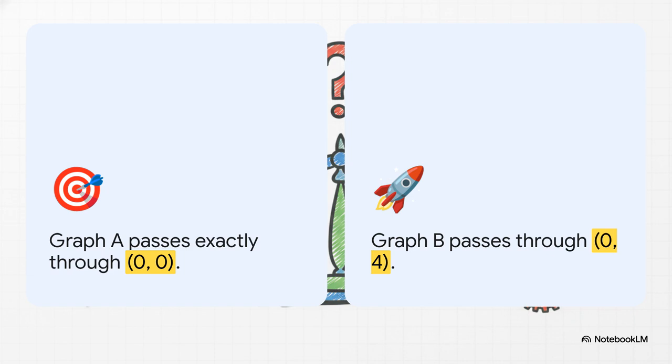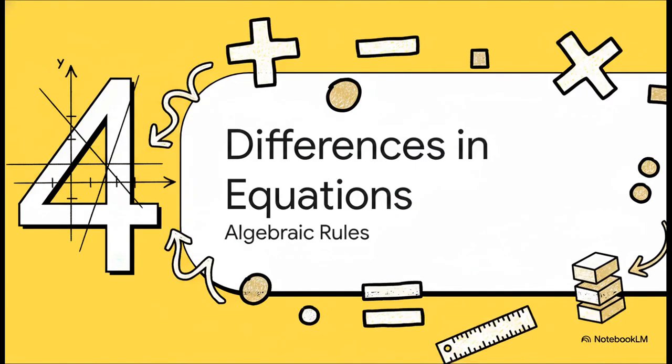Graph A is our proportional hero here because it starts perfectly at the origin, (0, 0), no extra baggage. But Graph B passes through the y-axis at (0, 4). That starting value of 4 is basically an extra fee or a head start, and that makes Graph B firmly non-proportional.